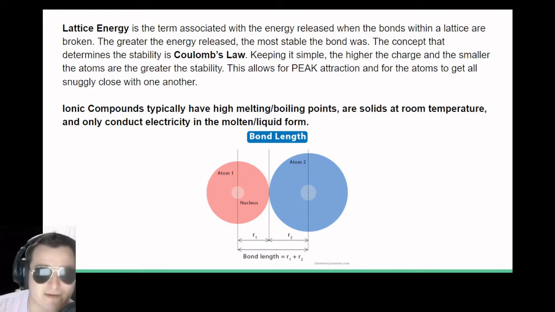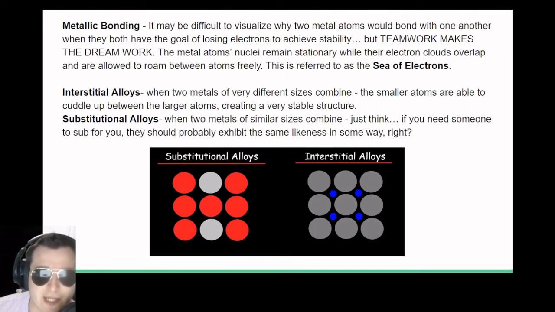But that's ionic bonding and lattice energy. And it will pop up in one of our multiple choice questions here a little bit later on, but it's a very, very simple topic, I believe, and mostly review for us. Let's go into metallic bonding.